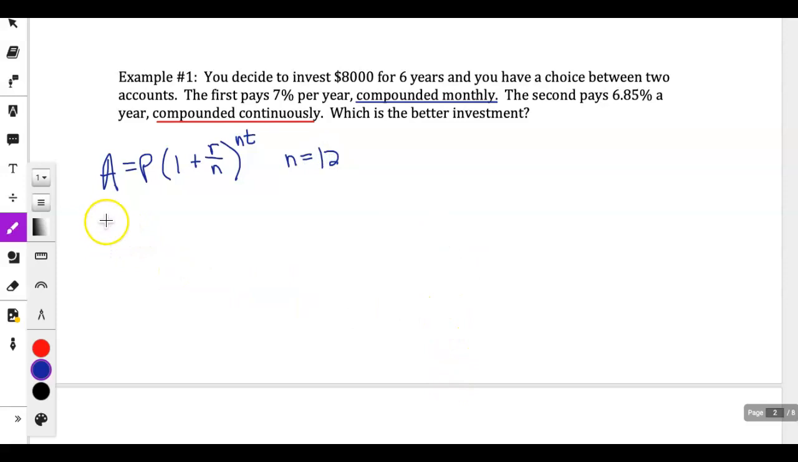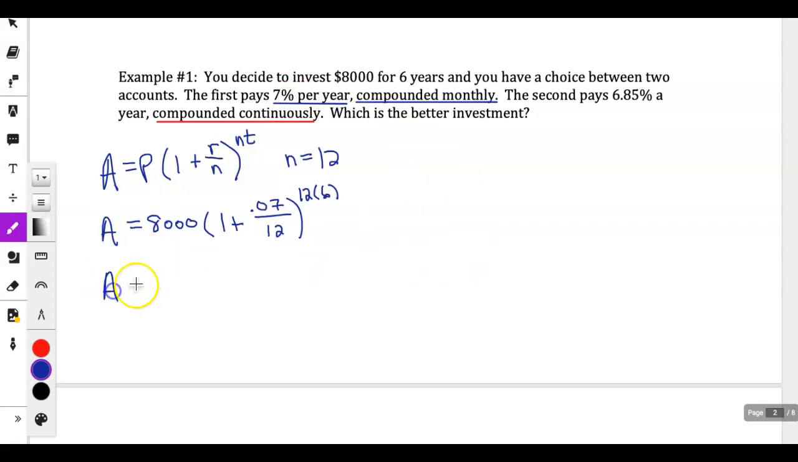All right, so let's figure out what we have. A equals, so we're putting in $8,000. 1 plus, the interest rate is 7% for this one, so that's 0.07. We're compounding monthly, so n is 12. Again, n is 12 up here. And then we're leaving the investment in for 6 years. So I'll underline, the only thing that's different between the two is how often you compound, and then the interest rate's also different. So make sure you see that.